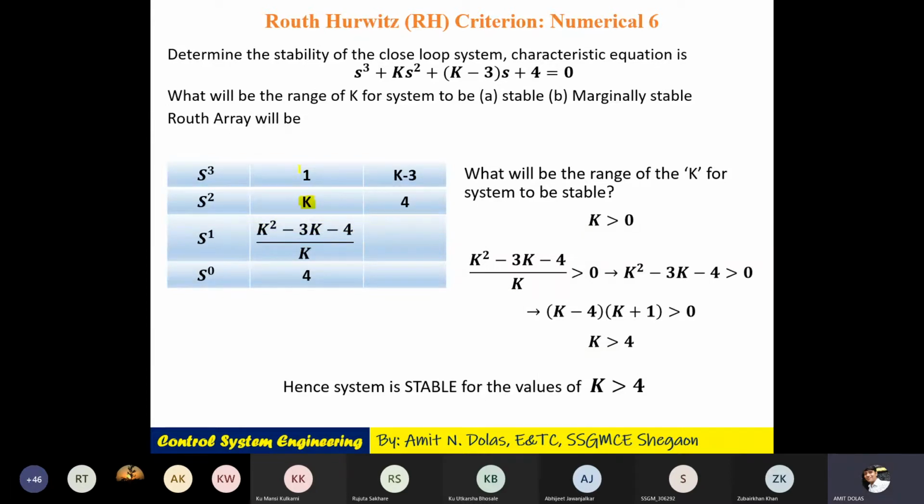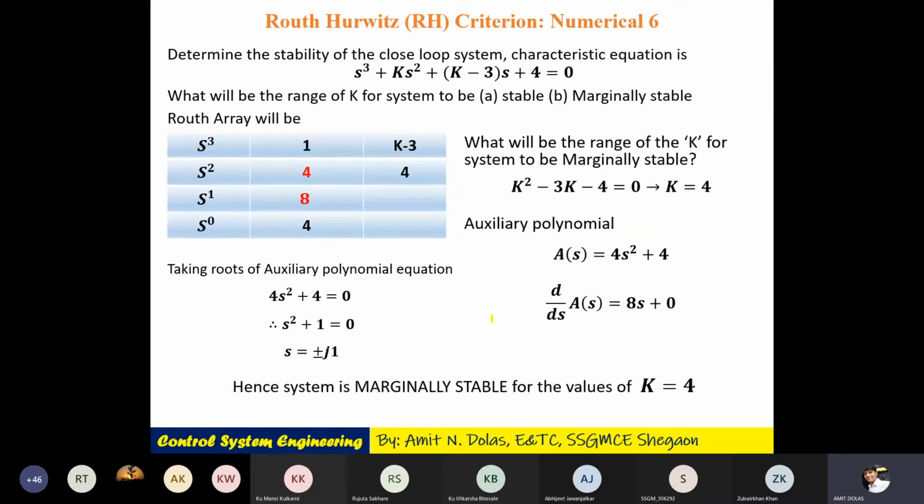You just see, this element is 1, this will be k minus 3, that is 4 minus 3, it will be again 1, this k will be 4, and this is already 4. So this element comes 0. This element comes 0. So we may have an auxiliary polynomial equation that will be seen in the next PPT. So what is done for finding out the marginally stable values of k in the Routh array?